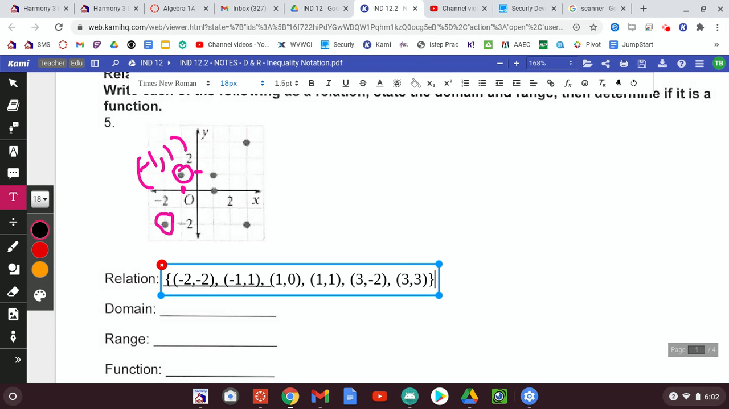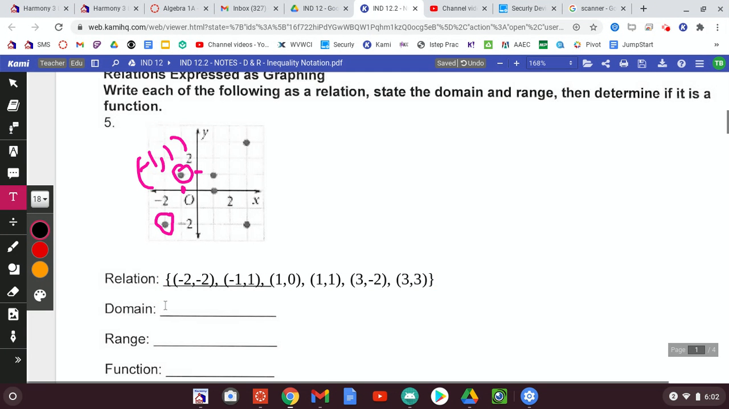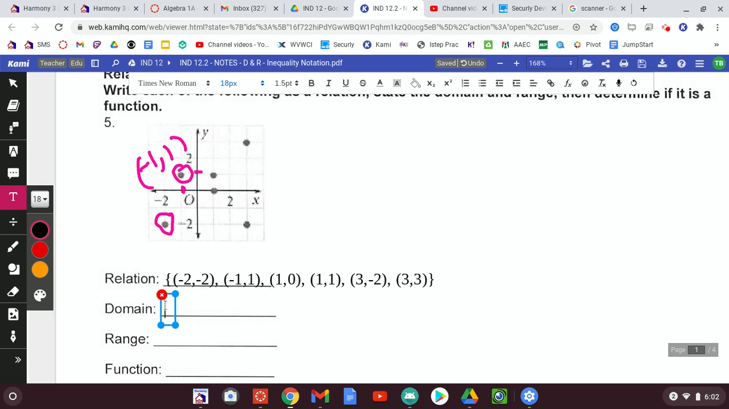There we go. So there is my relation, which is just simply listing out all the points. Now I need to state my domain. And so my domain is all of my x values from smallest to largest. So negative 2, negative 1, 1, which is on there twice, so I only have to list it once, and then 3, which is on there twice, and I only have to list it once. So there's all my x's.